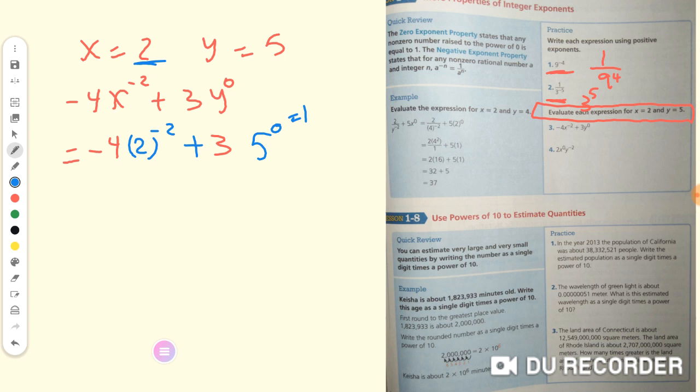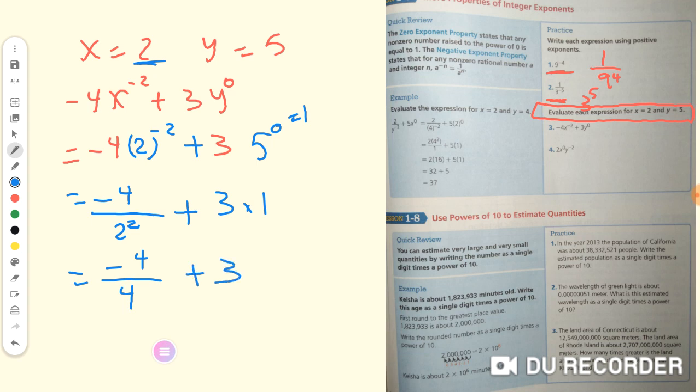I can write it in another way: negative 4 over, as I told you before, I can write the negative power as positive if we flip the number. So it's 2 to the power 2, which is negative 4 over 4, plus 3 times 5 to the power 0, which equals 1. So it's 3 times 1, which is 3. So negative 4 divided by 4 equals negative 1.